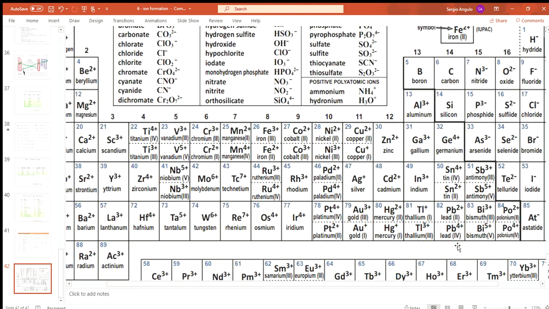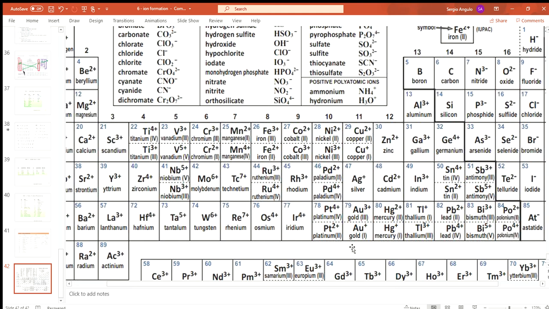And even if we can come up with a rule, it's not related to the column because there's more than one charge for some of these. Some of them have maybe even 3 or 4 possible charges. And once again, these are only the most common ones. So how do you figure out transition metals?